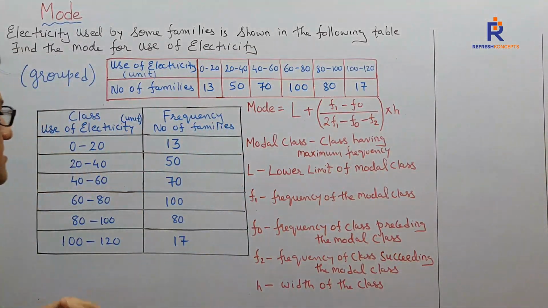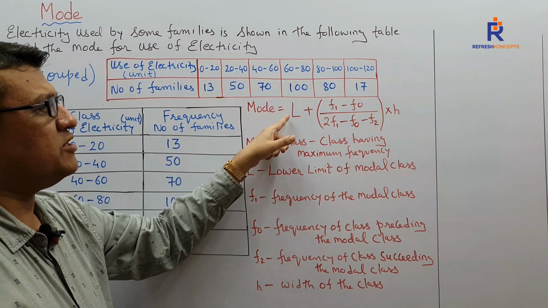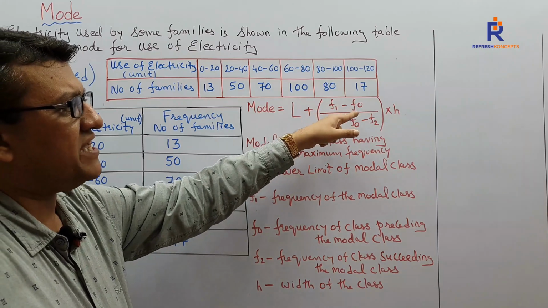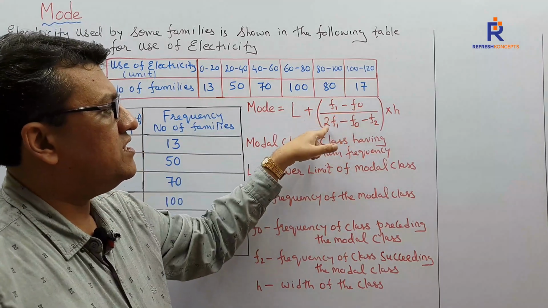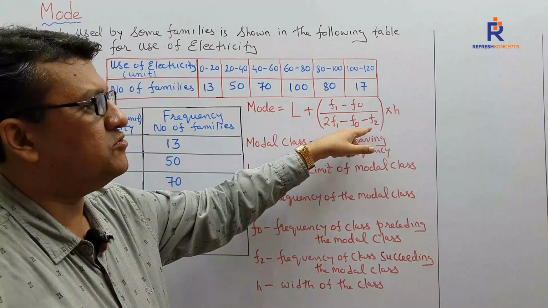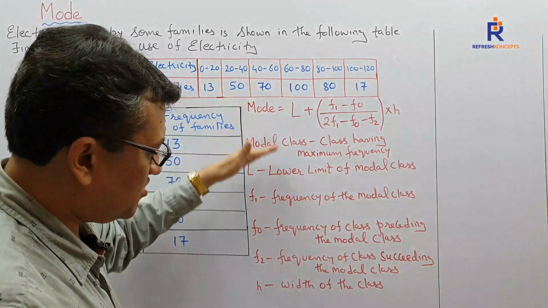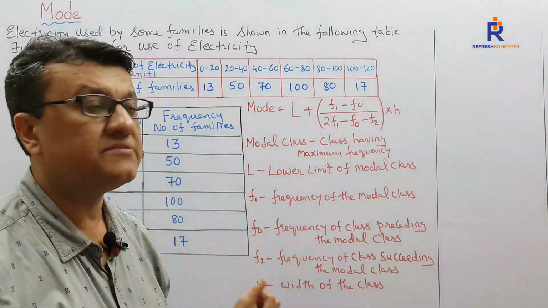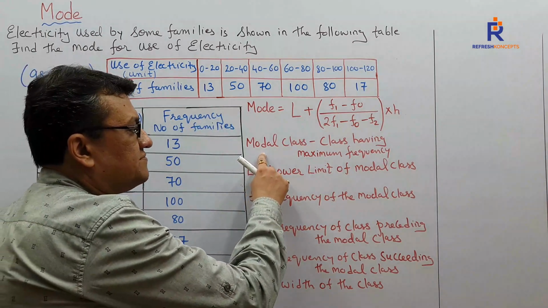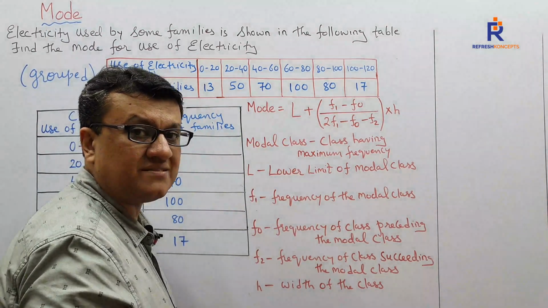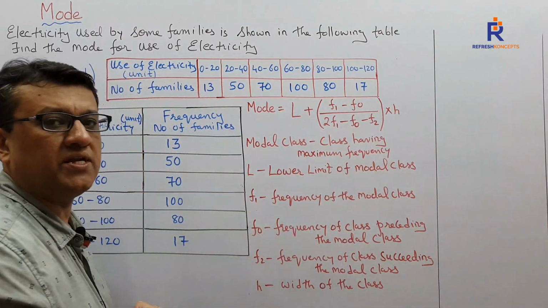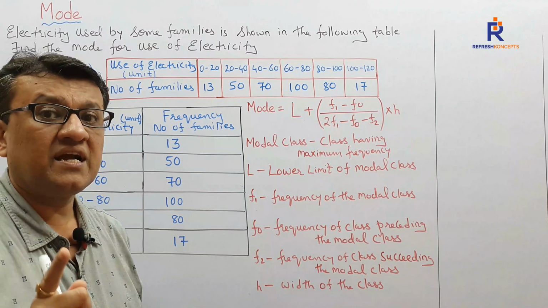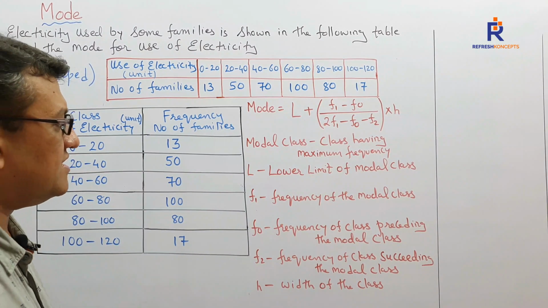To start off with our question, we need to find the mode. The formula is mode equals L plus F1 minus F0 upon twice F1 minus F0 minus F2, into H. Now we have a list of what all these terms mean. The very first thing is the modal class. What class is termed as the modal class? The class having maximum frequency is termed as the modal class.